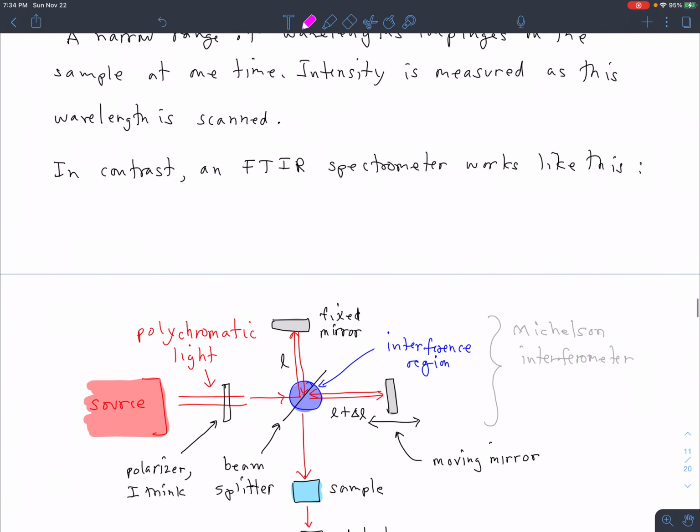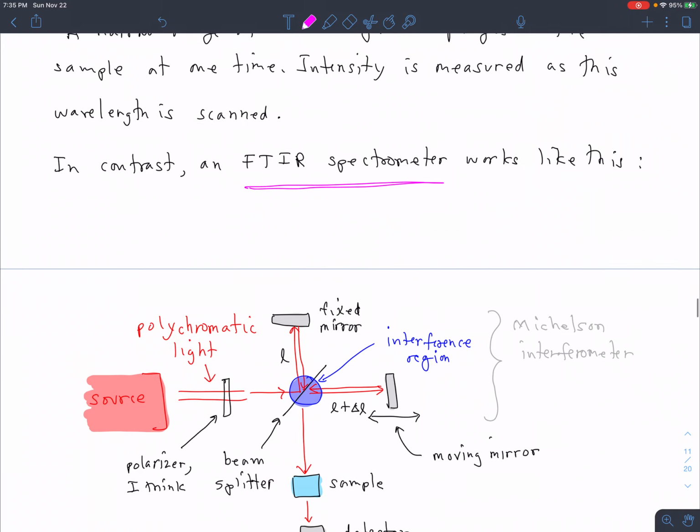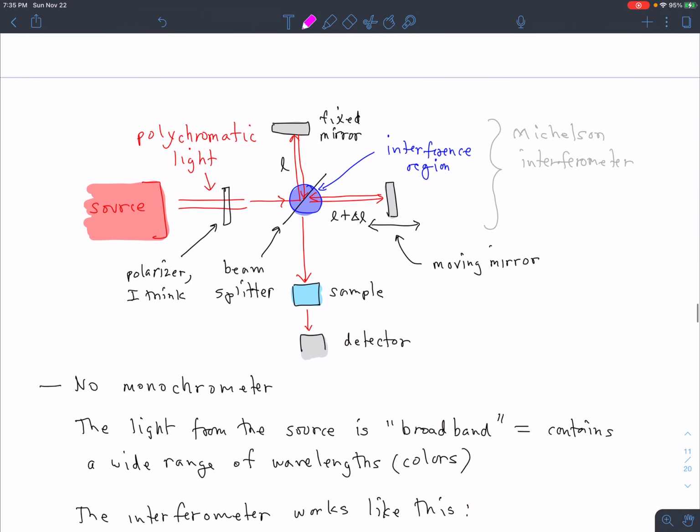On the other hand, an FTIR spectrometer works in a very different way. There's a source, probably the same kind of source as in the last case, a light with a whole lot of broadband light, polychromatic light comes in, so a lot of wavelengths present, basically white light in the IR region of the spectrum. And it goes through a polarizer so that it's all polarized in the same direction so that interference is possible, because this is an interferometer here in the middle. You got to have interference, right? Light polarized this way and light polarized that way won't interfere with each other.